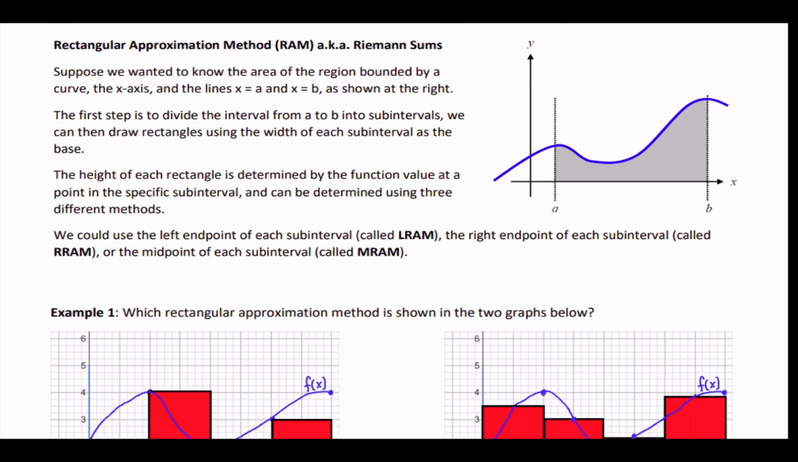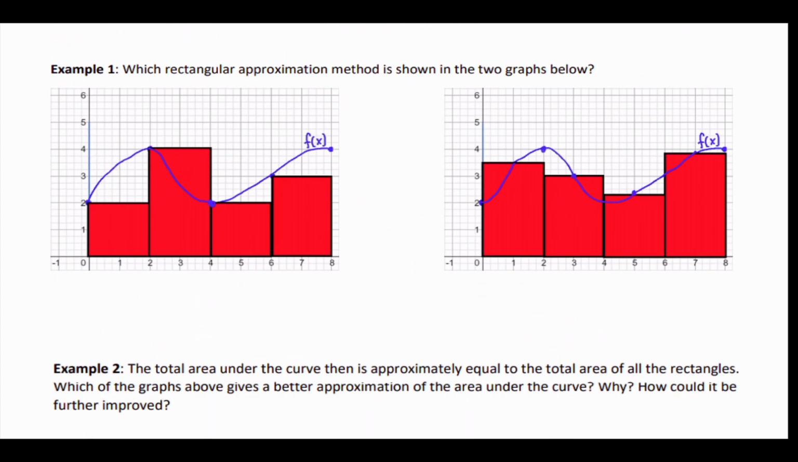Okay? So there are three types of rectangular approximation methods. There's left rectangular approximation method, LRAM. There's right rectangular approximation method, RRAM. And there's middle rectangular approximation method, MRAM. Okay? There are three types. We're going to look at those three. So, looking at this example here, look at the first one.